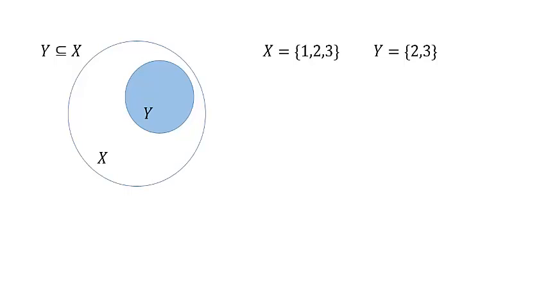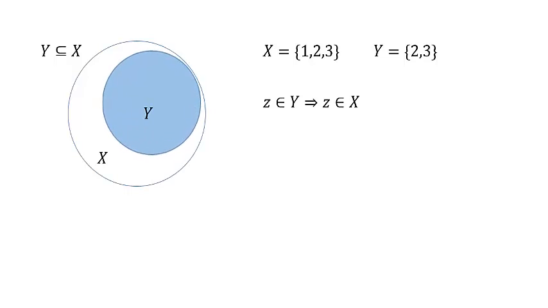In element notation, we can write that if z is in y, then z is in x. The double-struck arrow is read as implies. It means that if the left-hand side of the statement is true, then the right-hand side of the statement is also true. The subset symbol includes the possibility that x and y are the same set.